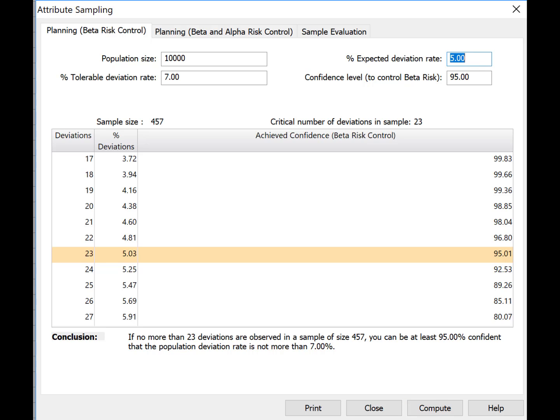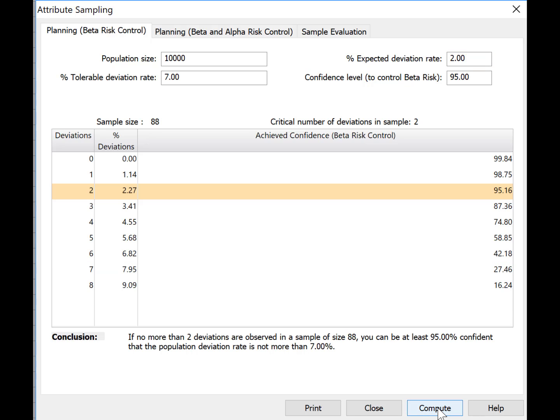Let's say there is a significant difference between the expected and the tolerable error rate. And by the way, in the slide, you notice that the difference that we talk about is what we call precision. But in this case, we're saying we're only expecting 2%. We can tolerate 7%. Let's see what happens to the sample size.